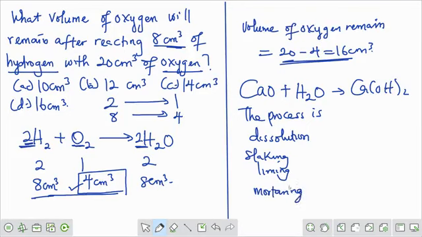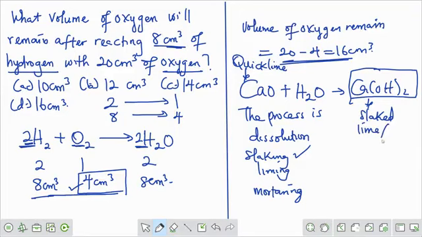What do you think will be the answer? If you know this, drop it in the comment section. So the answer is actually slaking. Why? Because Ca(OH)2 is called, I told you earlier that CaO is called quick lime. And this one is called slaked lime or lime water.